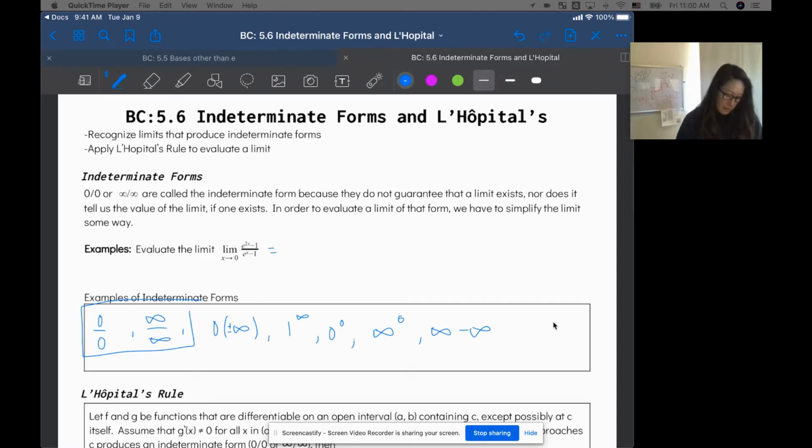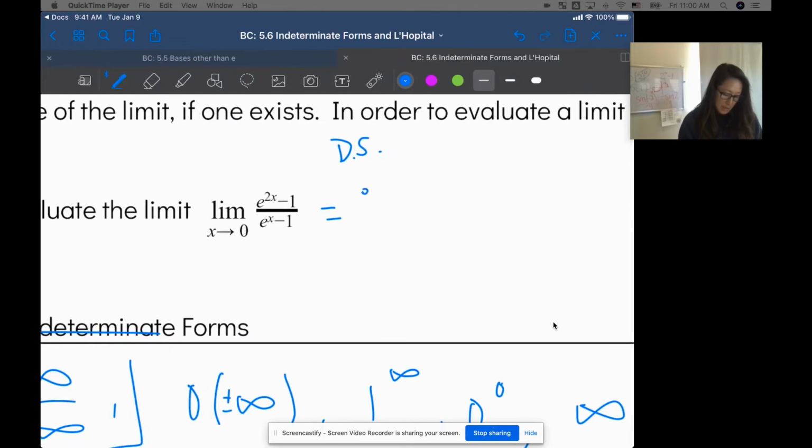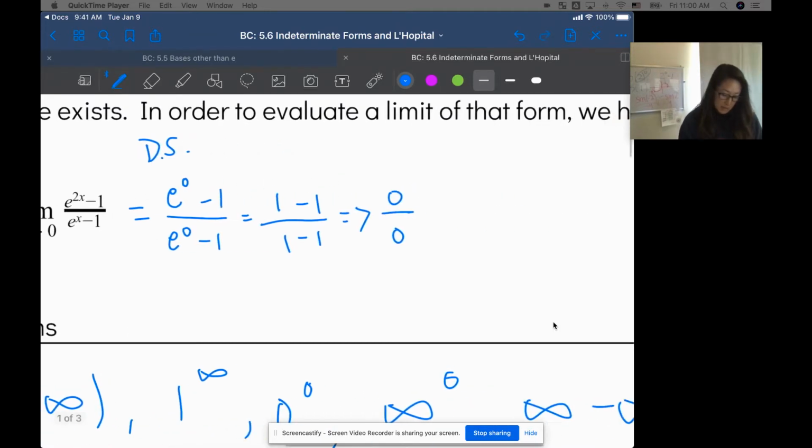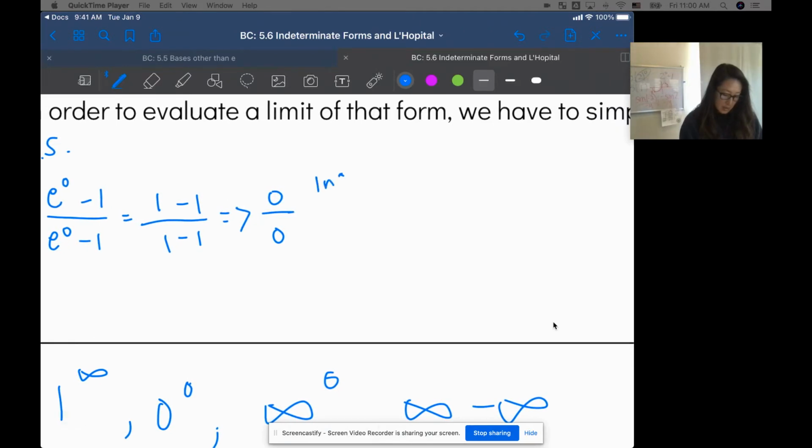We're going to find the limit using direct substitution. Okay, so I'm going to say this is e to the 2 times 0, which is 0, minus 1, over e to the 0, minus 1. So I get 1 minus 1 over 1 minus 1, which gives me 0 over 0. And what I see is that this is the indeterminate form.